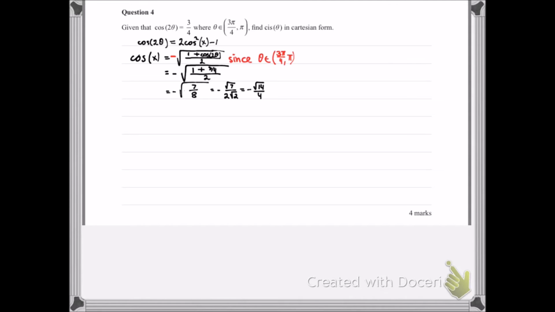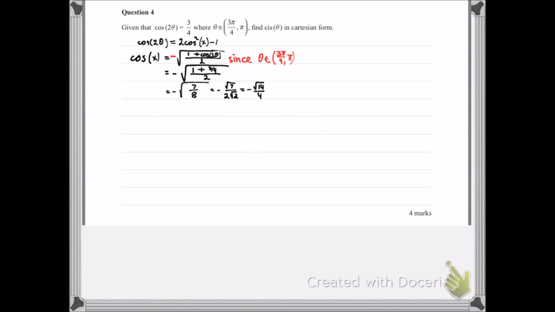Substituting our 3/4 in, there it is, we've got the square root of 7/8, and we rearrange that third, and that's the best way to represent that third. Negative square root 14 on 4. Okay, so we've got cos of the angle.